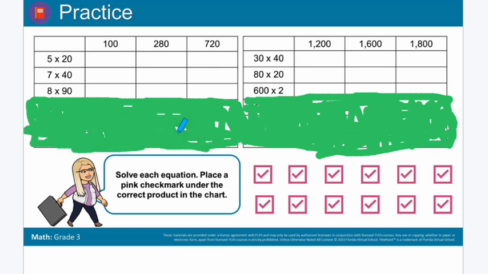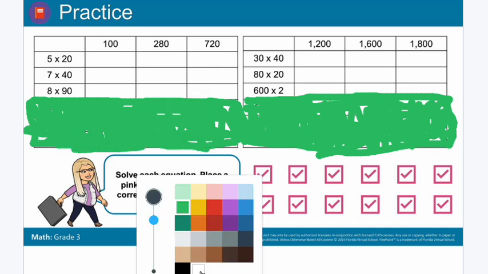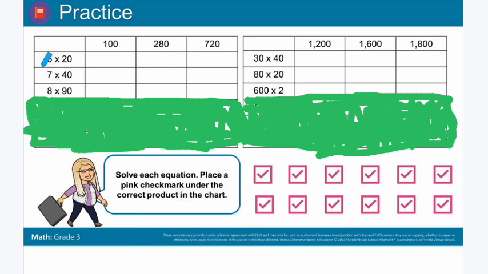So let's go ahead and get ready to try this. I want you to go ahead and pause the recording, okay? And let's go ahead and try these ones out. So 5 groups of 20, 7 groups of 40, 8 groups of 90.